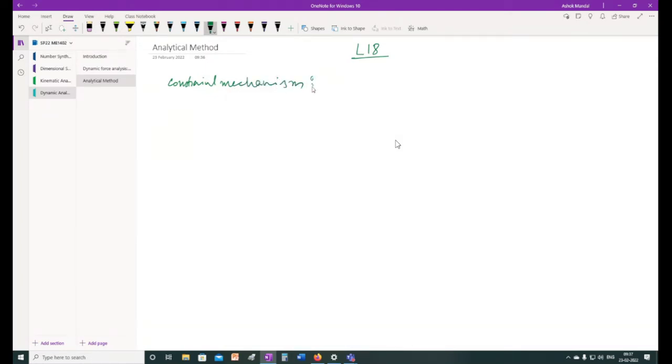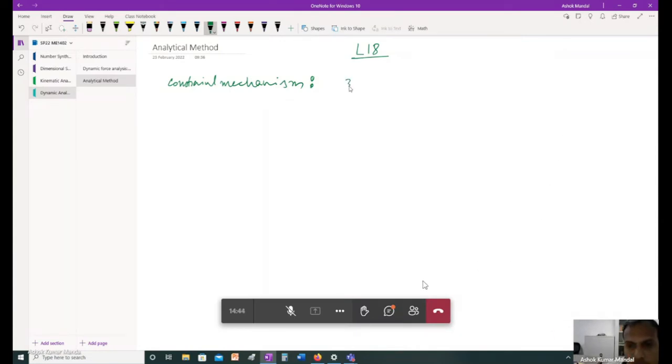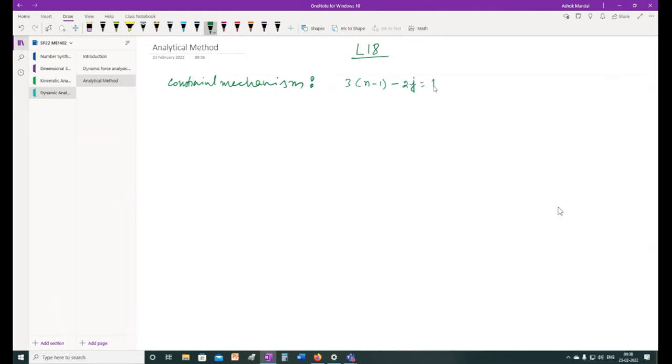What do we mean by this constrained mechanism? Degree of freedom one. Yes. So we know that 3 into (n minus 1) minus 2j must equal 1, right?